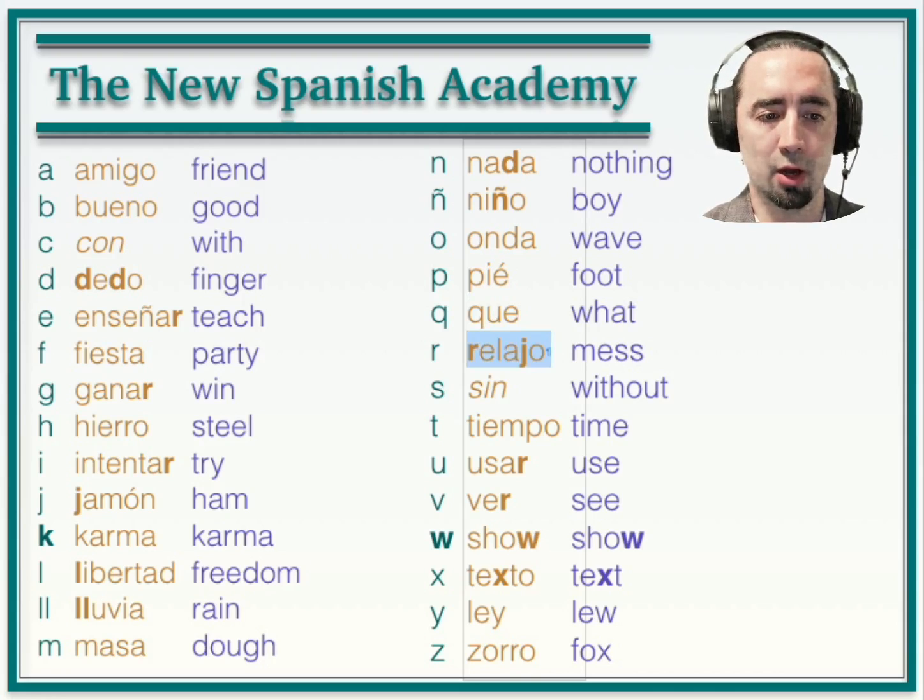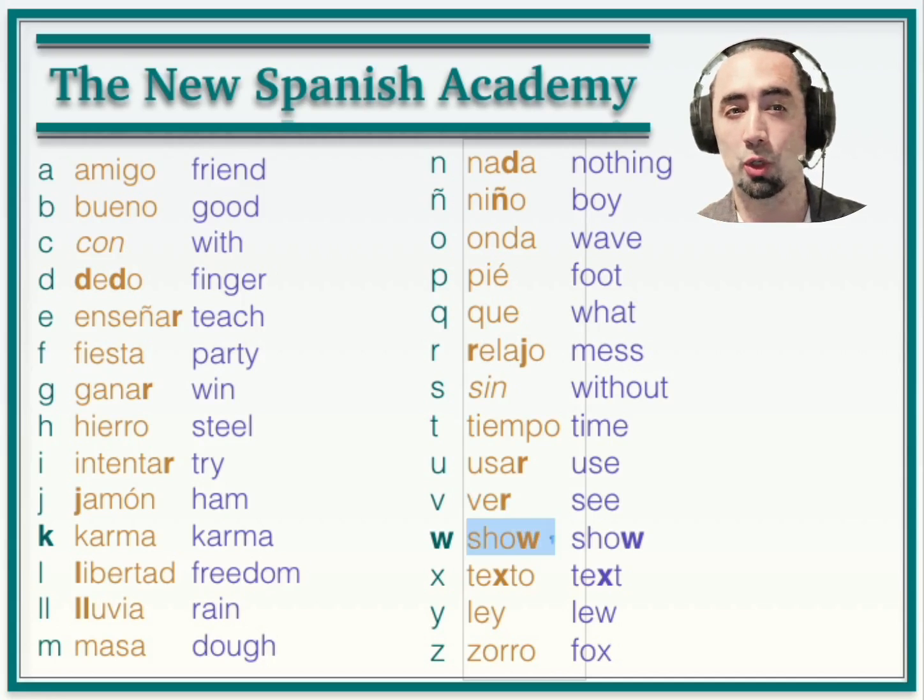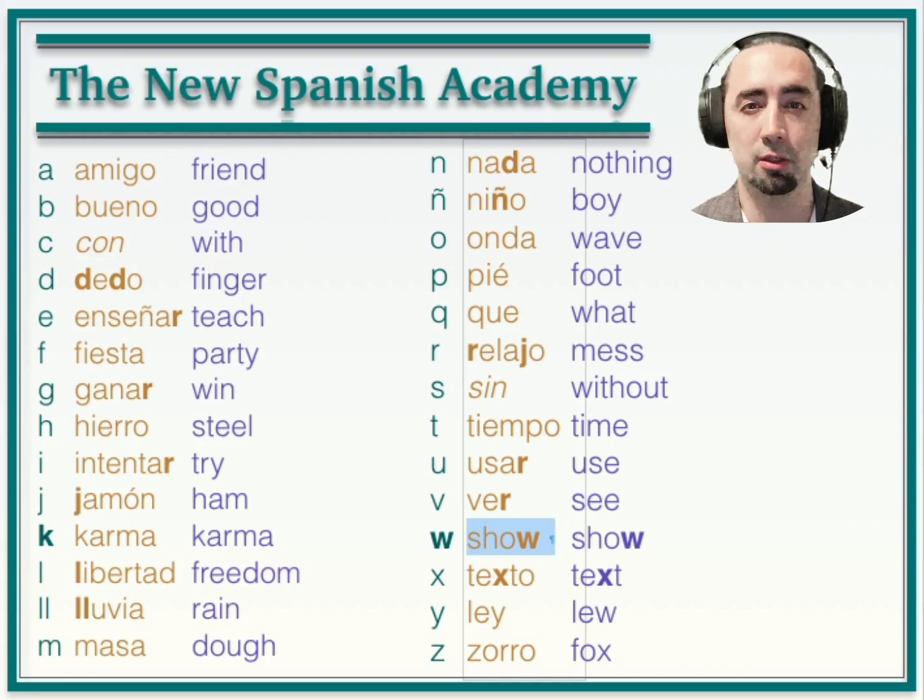Relajo. Sin tiempo. Without time. Usar, to use. Ver, to see. Show. Now the word show means show, but it's not to show something, but a show, like an entertainment show, alright? And it's, as you can see, an international word.